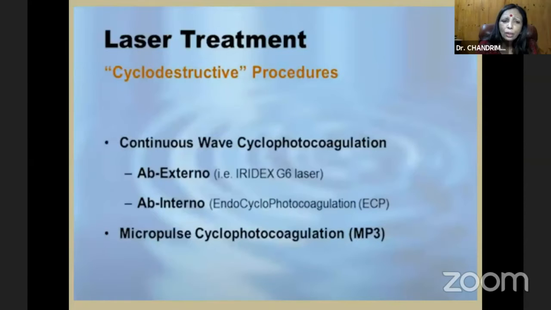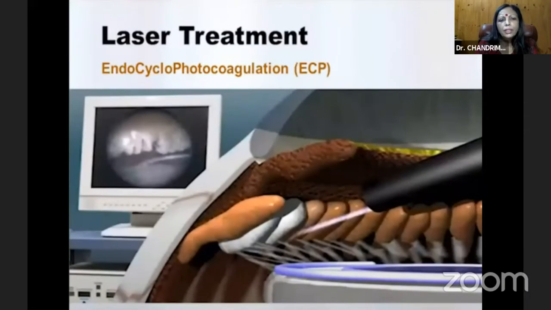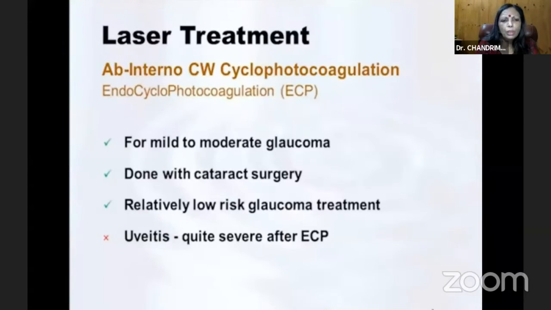So laser treatment, cyclodestructive procedures, we have the continuous wave cyclophotocoagulation, that's the ab externo and the ab interno, and we have the micropulse cyclophotocoagulation. So ab externo cyclophotocoagulation, destruction of the ciliary body to reduce aqueous humor secretion, as I told you, and lower intraocular pressure. Anesthesia is needed as the procedure is painful. And laser treatment with endocyclophotocoagulation, that's the ECP, that's how it's done, that you can see those ciliary processes getting white as you proceed with the procedure.